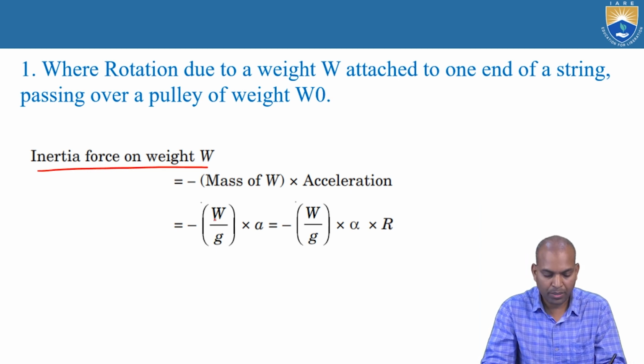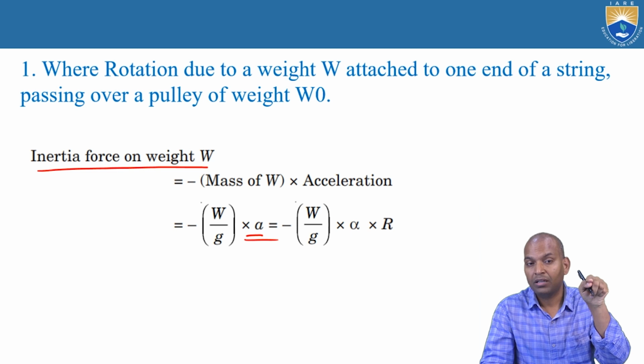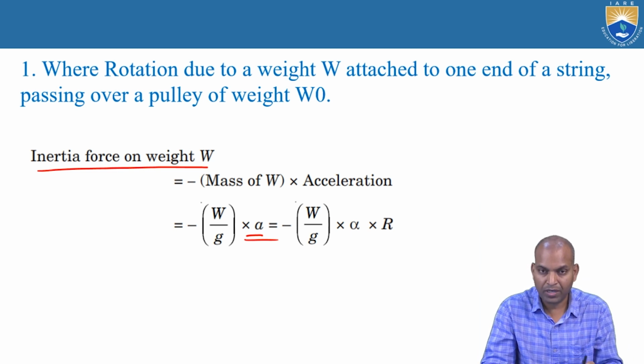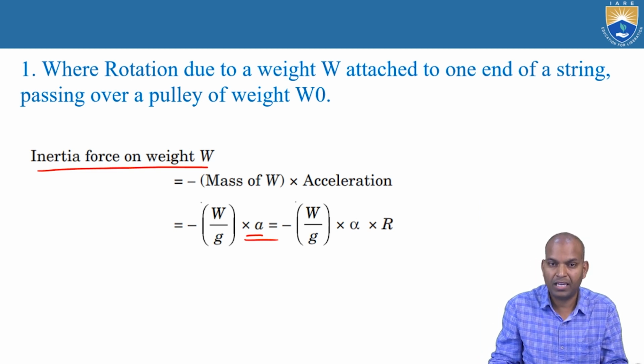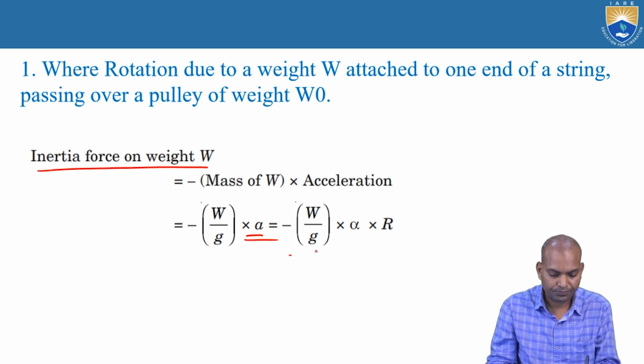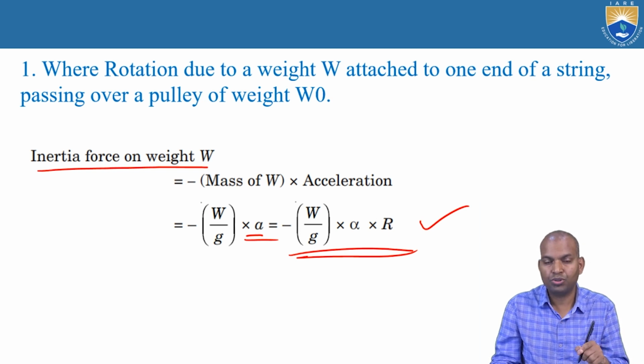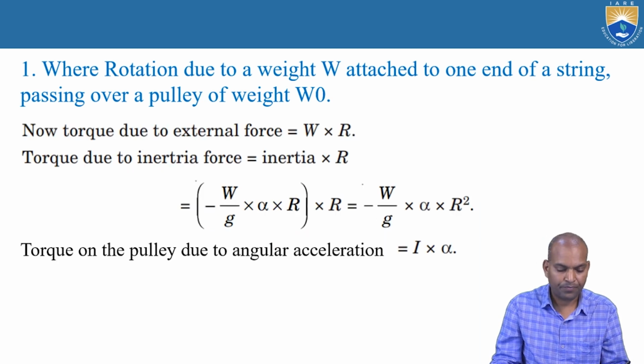What is m equal to? W by g times acceleration. This is W by g times a. What about a? It has a relation in terms of angular acceleration, that is r alpha. Substitute r alpha in the place of a, then what happens? W by g times r alpha. Where capital R is the radius of the pulley.